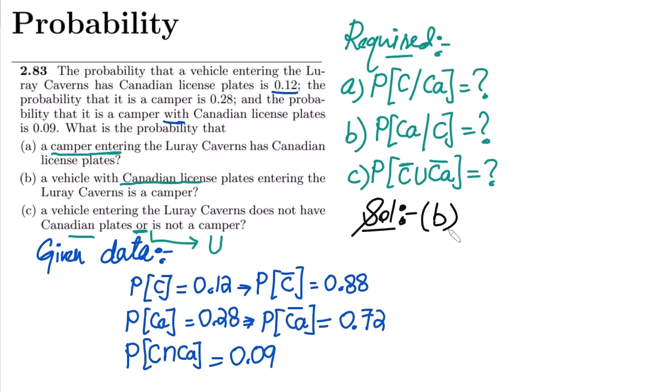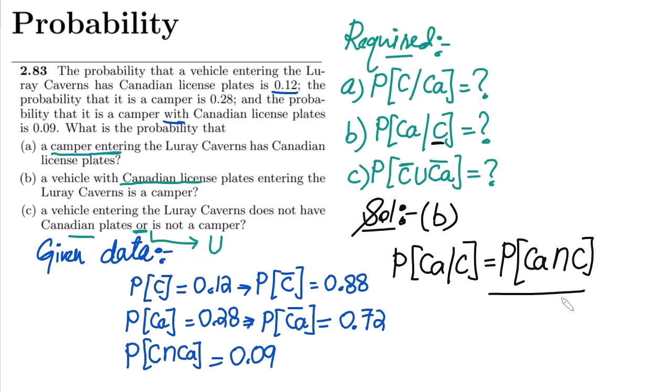And what is part B? We have to find the probability that a vehicle with a Canadian license plate entering the Lure Caverns is a camper. So we have to find the probability of this camper, given that it has a Canadian license plate. Again using conditional probability, it would be P(CA and C) divided by the probability of C.